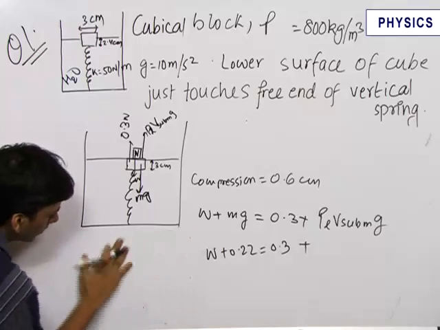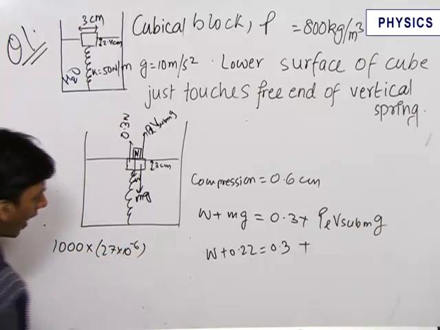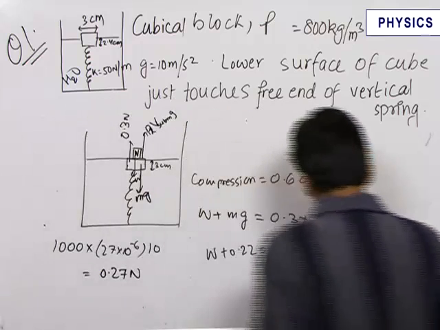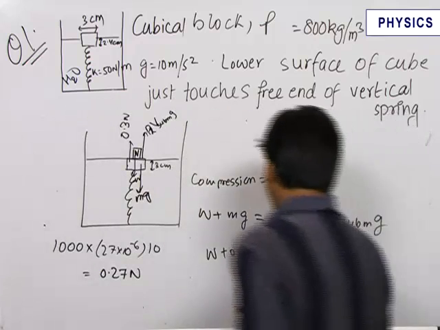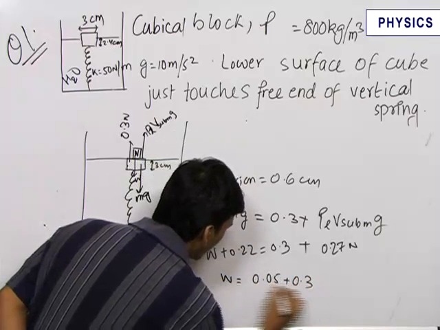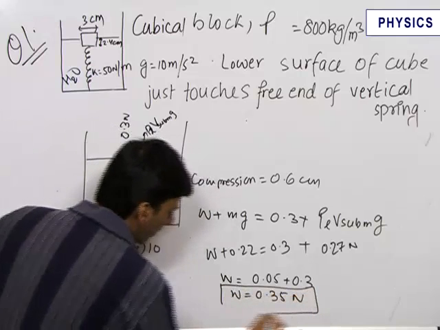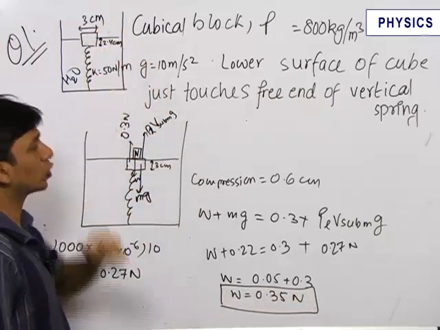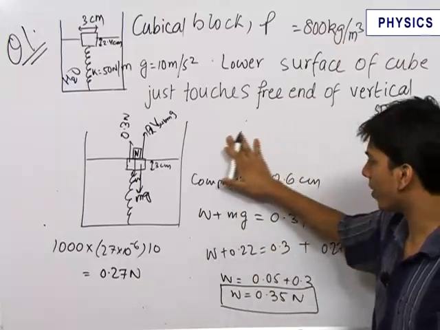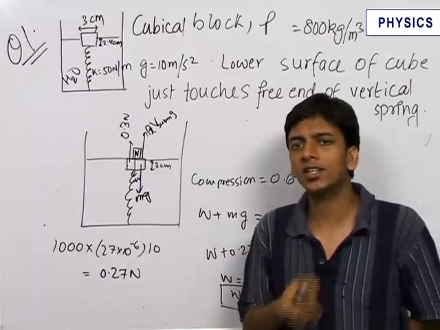Let us calculate this quantity now. Rho liquid is equal to 1000, V submerged is 27 into 10 raised to minus 6 meters cube and g is 10. So this gives us the value to be 0.27 newtons. So we substitute 0.27 newtons over here. So the final answer becomes 0.05 plus 0.3, that is 0.35 newtons. So the final answer for the maximum weight which can be kept on this block so that it just doesn't sink completely is equal to 0.35 newtons. In this question you should have remembered one thing, that the submerged volume of the object can be found by the ratio of the density of the object and the liquid.